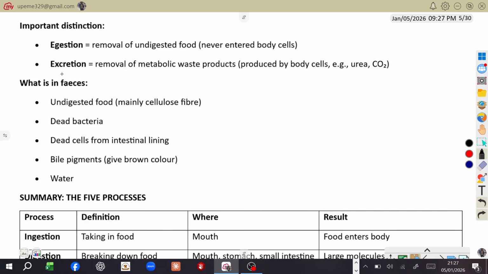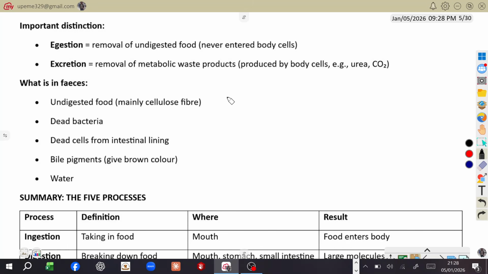Never confuse it with excretion, which is the removal of metabolic waste products produced by body cells, e.g. urea, carbon dioxide. So excretion involves removing those metabolic wastes. In metabolic processes, we have what we call catabolism and anabolism. Especially in catabolism, large molecules are broken down. When they are broken down, some wastes come out, and those wastes can be eliminated by the body.